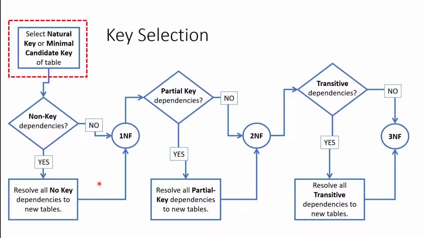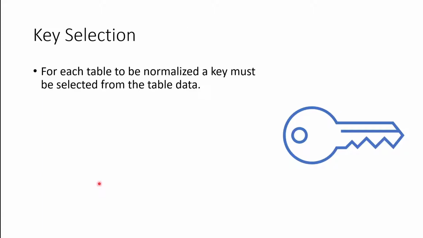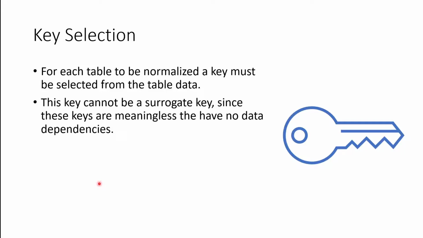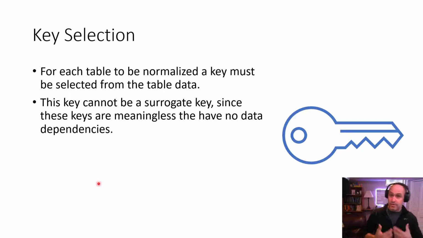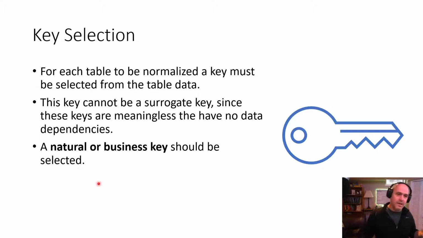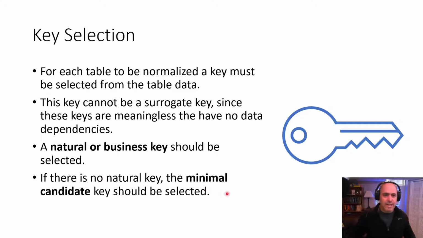So you're going to see this slide a lot, as you'll see right now. Right now we're in this step, key selection, and we're going to work through all 7 steps and all 3 normal forms on the way to ending the unit. So key selection. For each table to be normalized, there must be a selected key from the data. This key cannot be a surrogate key. Surrogate keys are not going to work because, again, they're system generated. They have no meaning within context to the other keys. So therefore, there's no legitimate data dependency from a surrogate key. You should use a natural or business key. If there is no natural or business key, then you should select the minimal candidate key from the data provided.